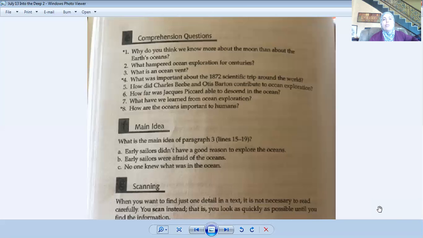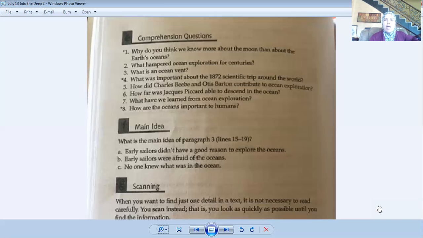What is an ocean vent? I think we spoke about that, and it's an opening in the ground, or the floor of the ocean, and it enables hot water to come out of it. The temperatures are very high, like above 200 Fahrenheit. So if you go back to the passage, you'll find that.